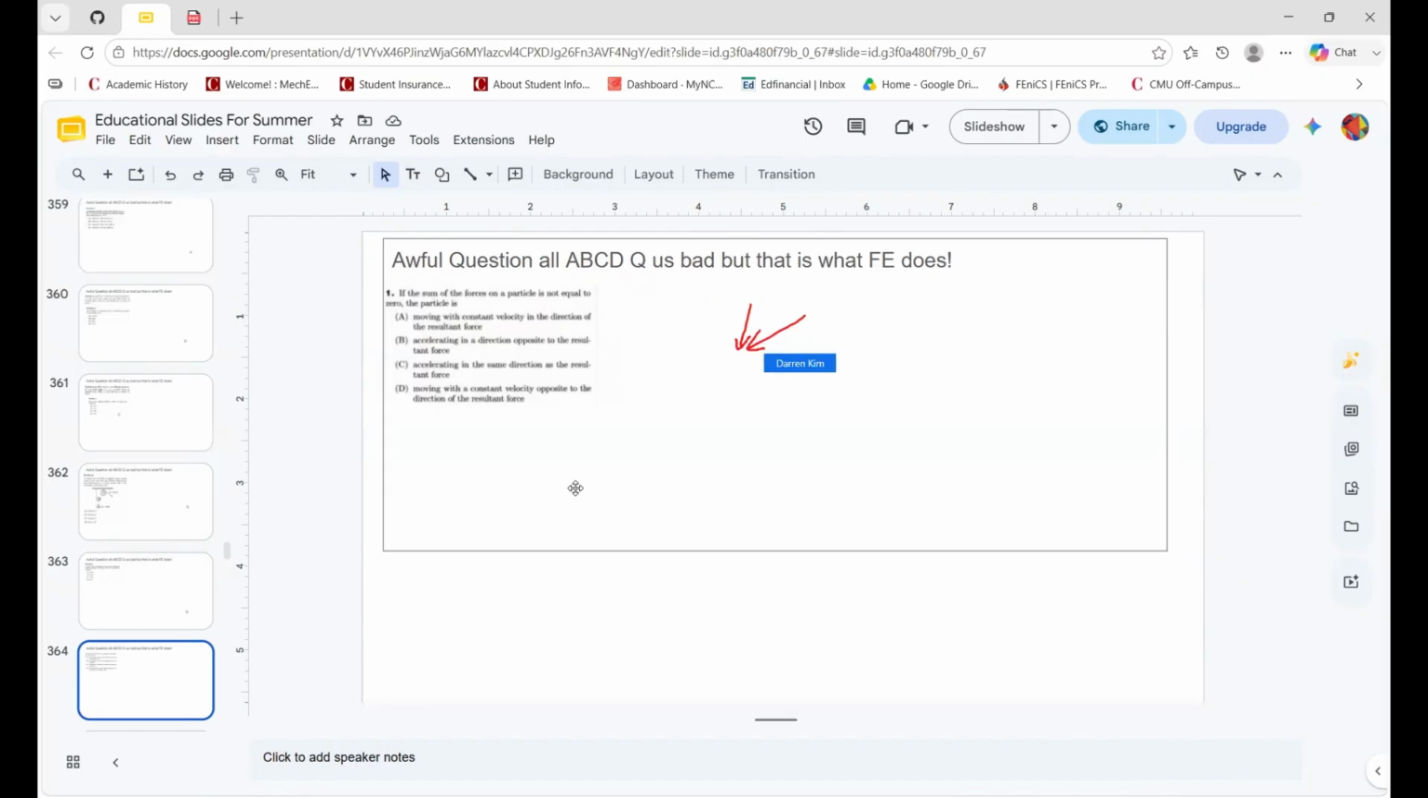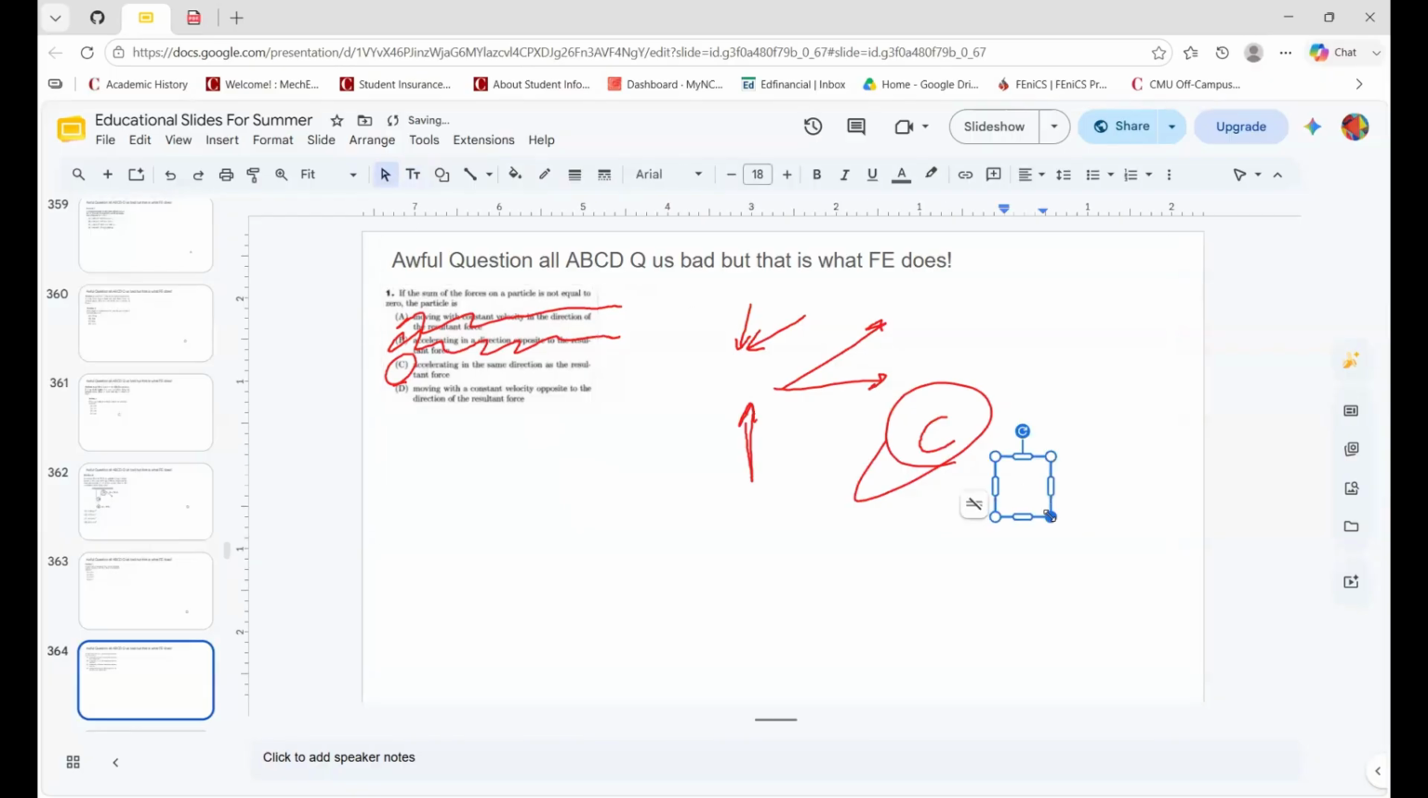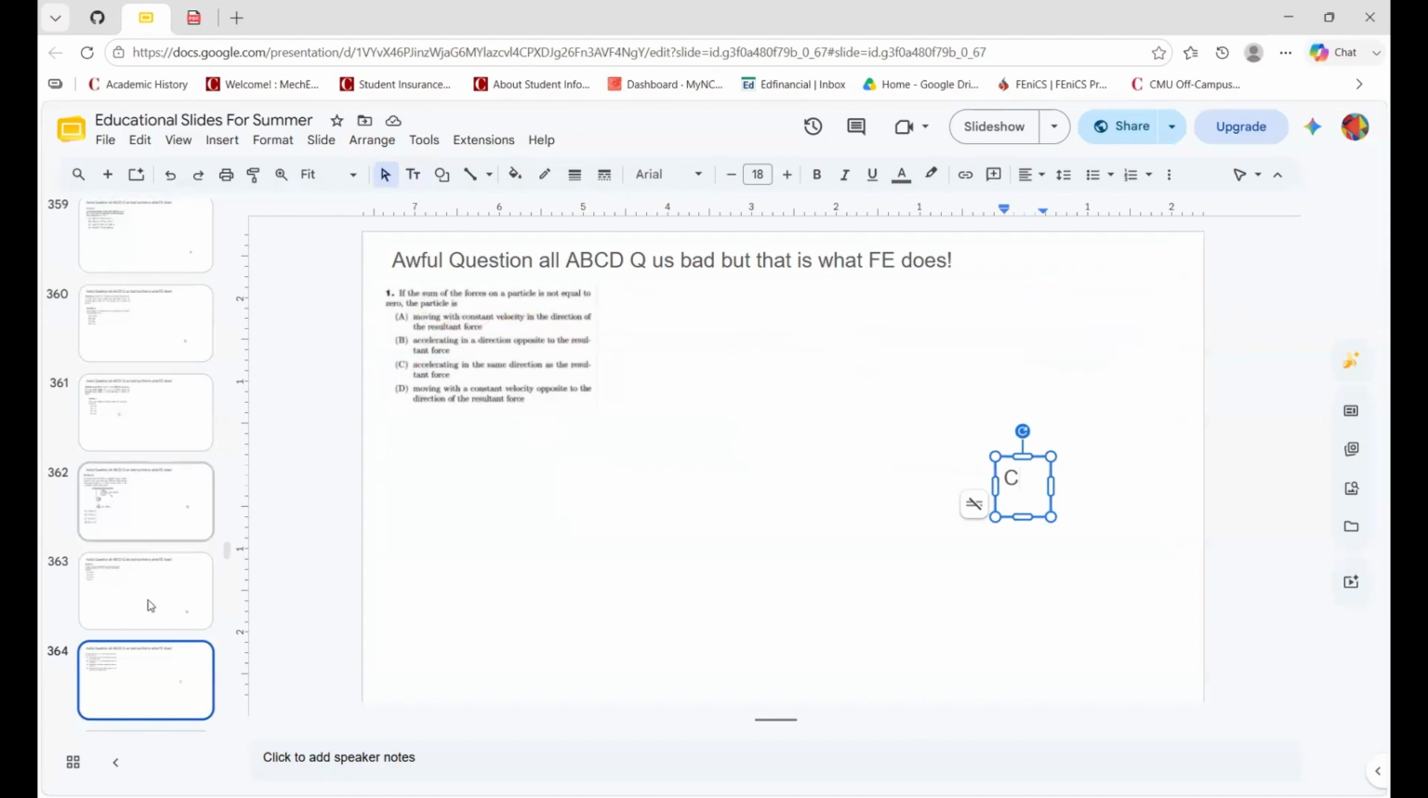Not quite. You can be having a velocity initially and doing it like this, so no. A is wrong. Acceleration in the direction opposite to the resultant force? No way. Acceleration in the same direction as the resultant force? Yes, acceleration is that. Moving with a constant velocity in the opposite direction? What are you even saying? I don't even know what you're saying. C, because ma is equal to F, and this is the only vector, so this vector and this vector must be consistent. If they're not, they're wrong.